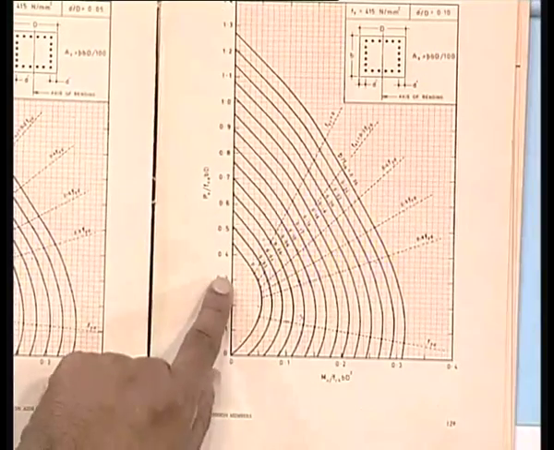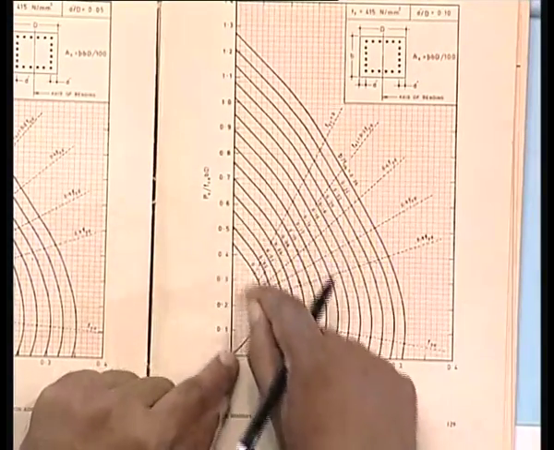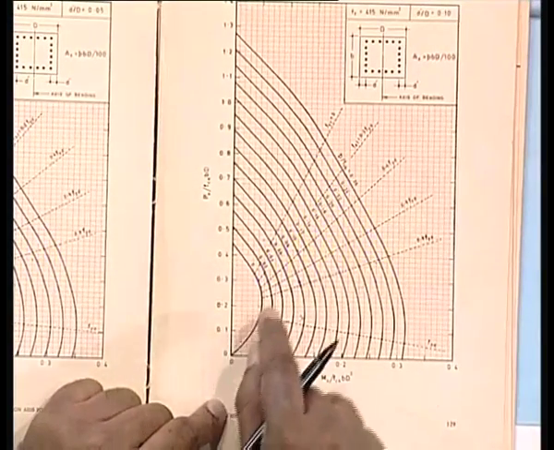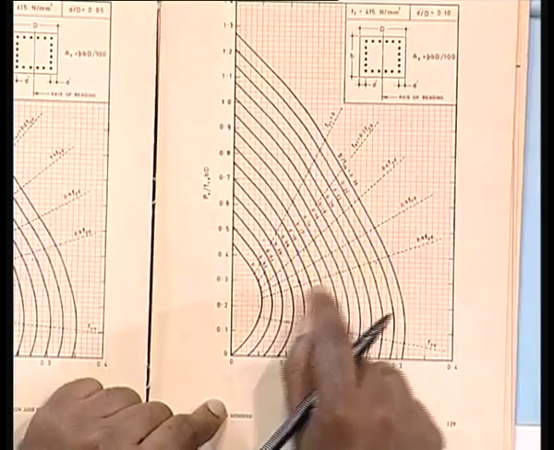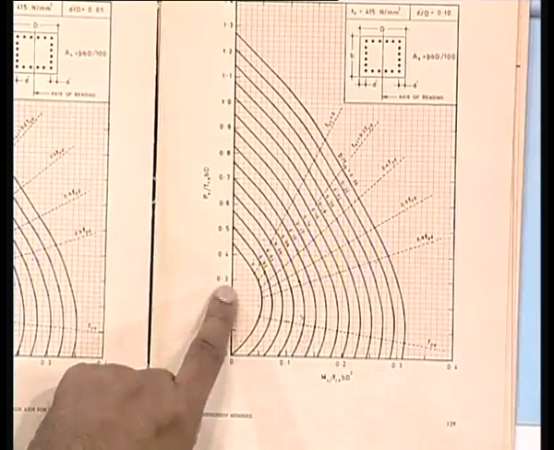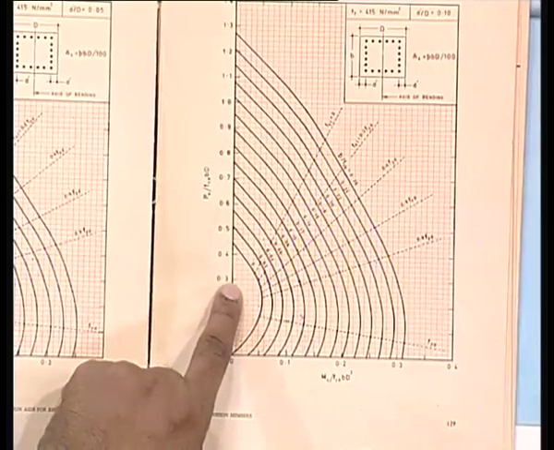What I am doing here, please note, there are so many curves starting from 0, 0.02, 0.04, 0.06 p by fck. Pu by fck bD is 0.3.